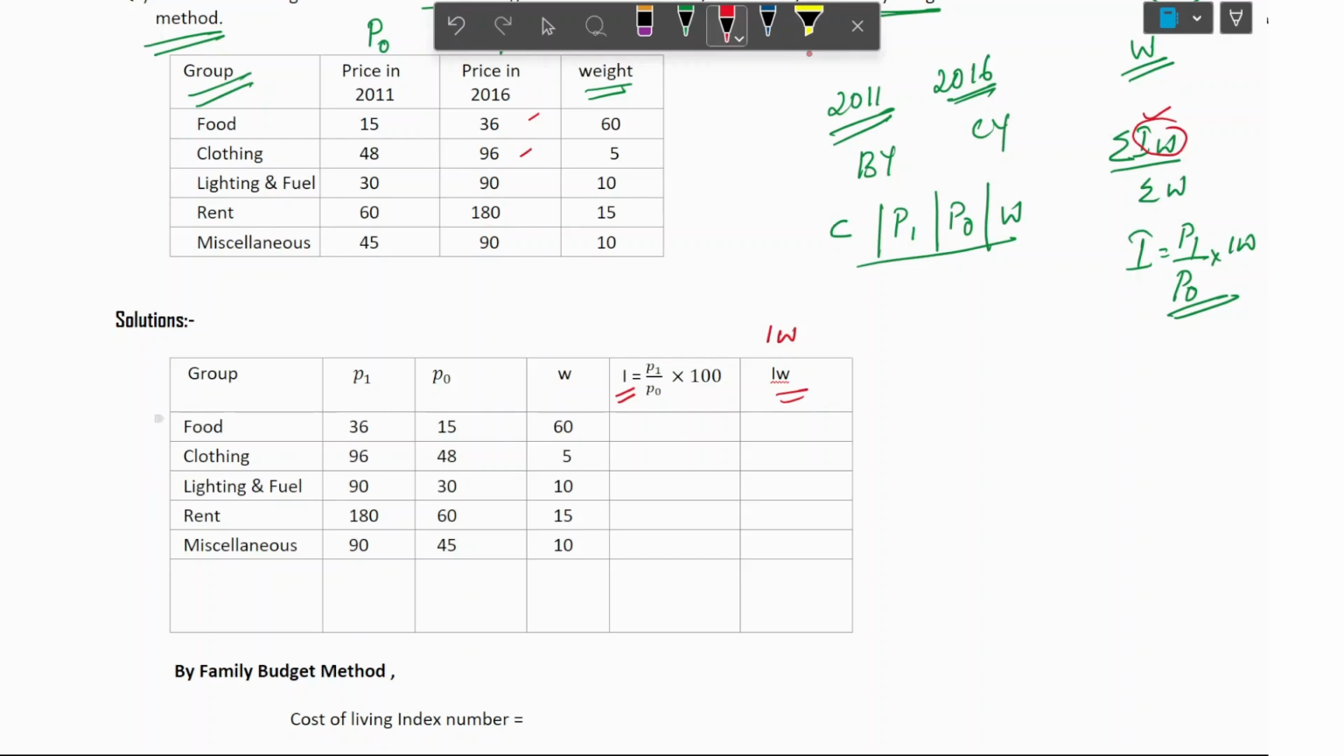Now here we are going to calculate I. I means P1 divided by P0. Therefore, here in the group food, that is P1 divided by P0. That means this way you are going to calculate: 36 divided by 15 into 100.